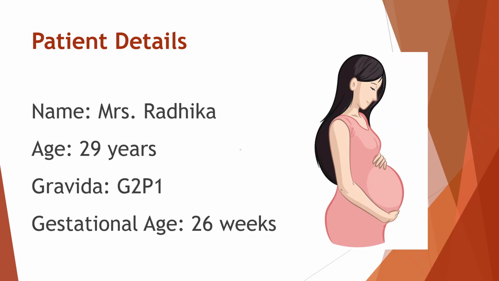Students, let us first look at the patient details provided in this OSCE station. The patient's name is Mrs. Radhika, and she is 29 years old. Her obstetric history shows G2P1, which means she is in her second pregnancy and has previously delivered one baby. The gestational age mentioned here is 26 weeks, which indicates that she is currently in the second trimester of pregnancy.